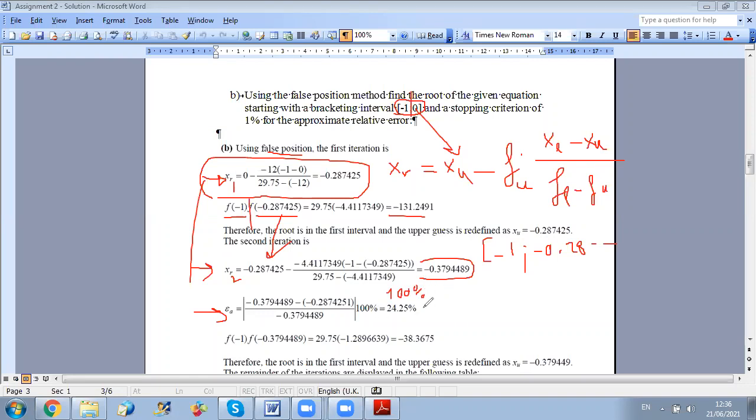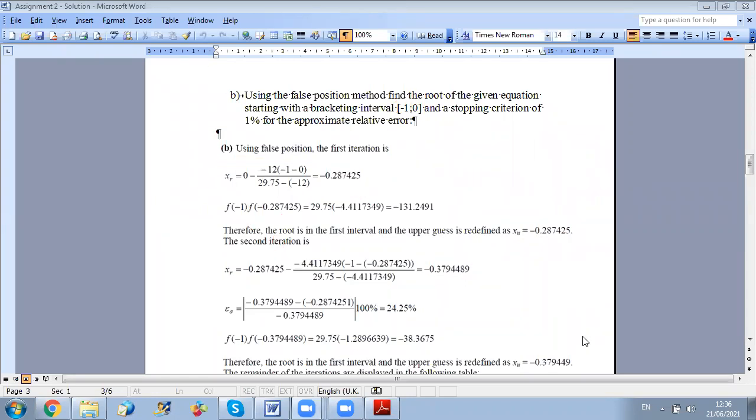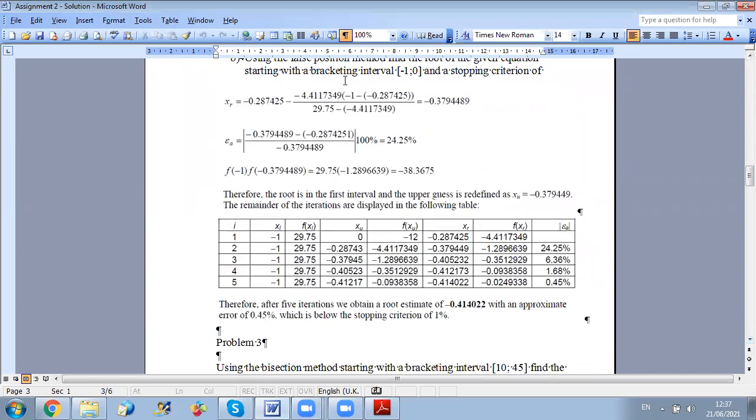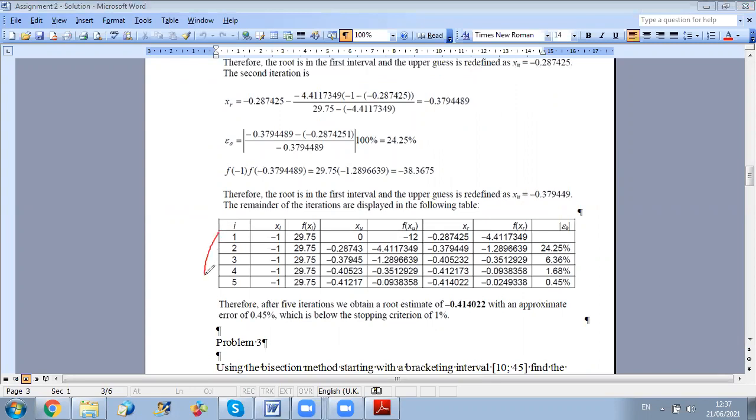So we can already expect that the false position method will need a lower number of iterations to reach my solution. Now I repeat the same procedure several times until reaching an approximate relative error lower than 1%. This is what we performed here: 1, 2, 3, 4, 5. So we were able to reach the desired criterion after 5 iterations. The false position method was faster in convergence than the bisection method. You can justify this by the behavior of your function, which is close to linear behavior.